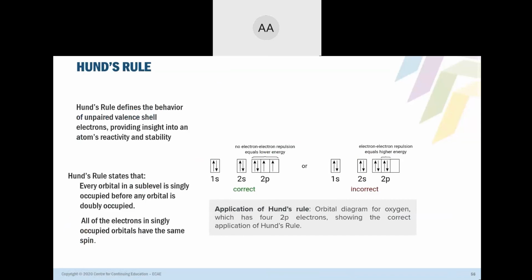Now, with Hund's rule, unpaired electrons in singly occupied orbitals, as you can see in the diagram there, have the same spin. So if all electrons are orbiting in the same direction, they meet less often than if some of them orbit in opposite directions. So in that case, repulsive forces increase, which separates the electrons. Therefore, the spins that are aligned have a lower energy.